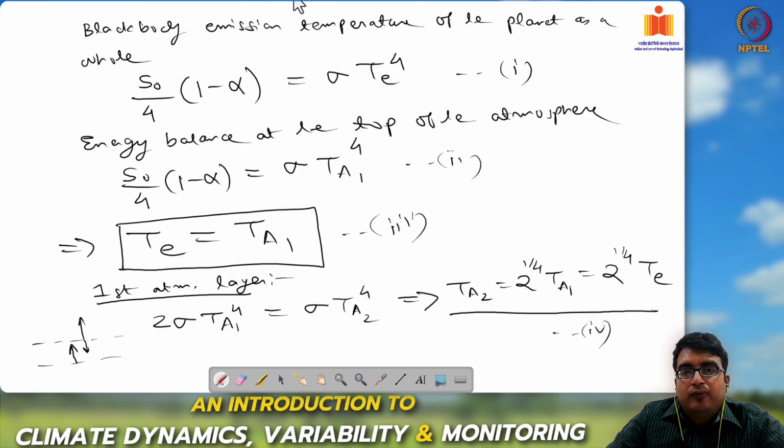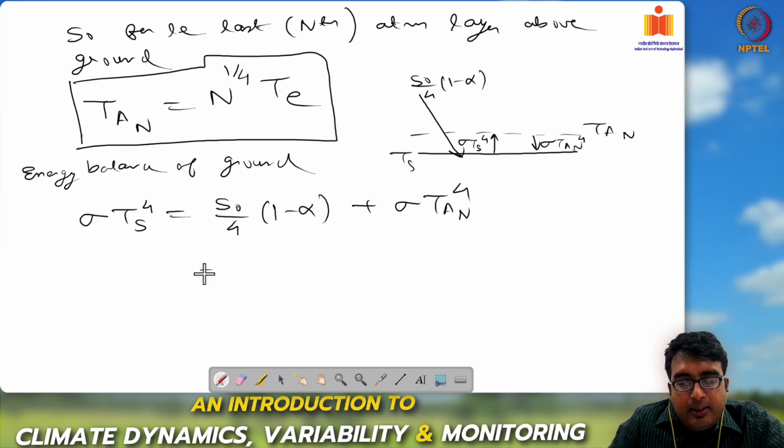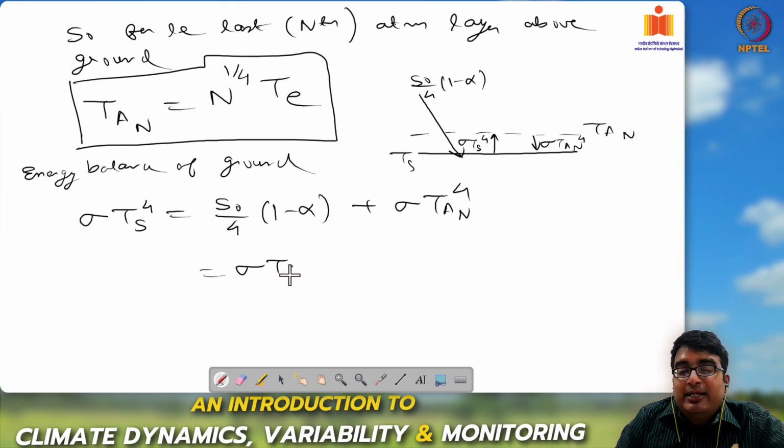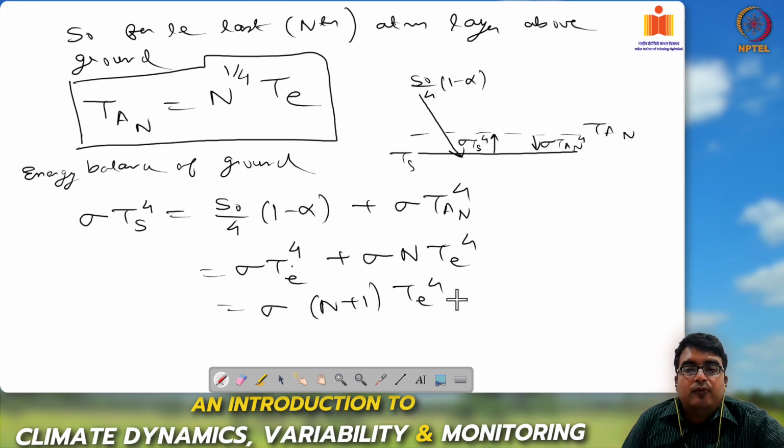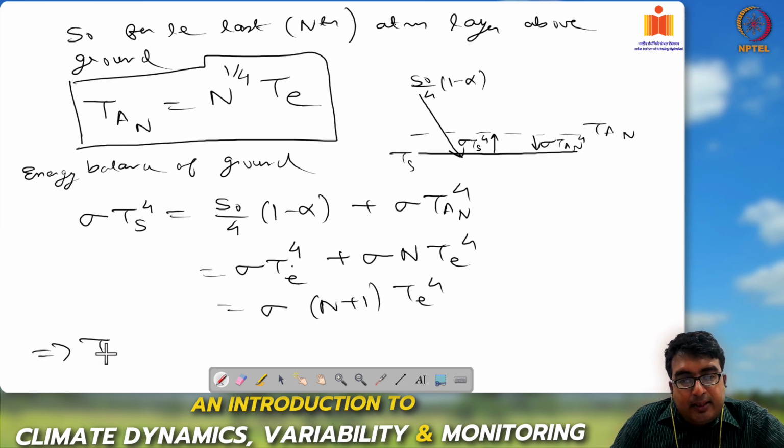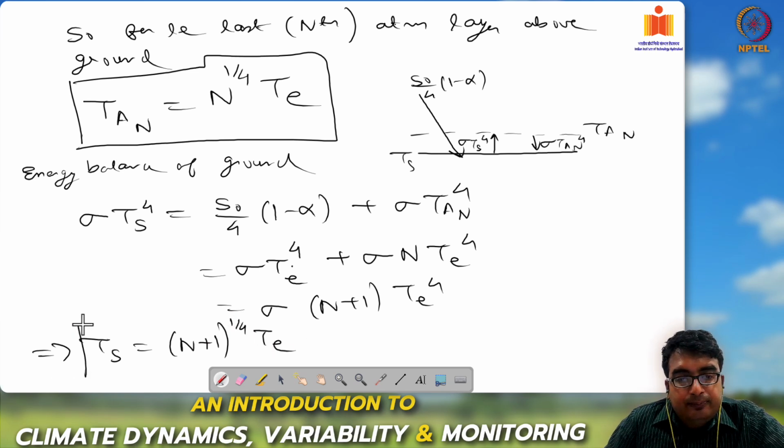Sigma TA1 to the power 4. So, we can replace that here, equals sigma, and what is TA1? TA1 is TE. So, this is just sigma TE to the power 4. And what is sigma TAN to the power 4? Sigma n TE to the power 4. So the sum equals sigma n plus 1 TE to the power 4, which implies that the ground surface temperature is n plus 1 to the power 1/4 into the black body emission temperature TE. This is what we wanted to find.